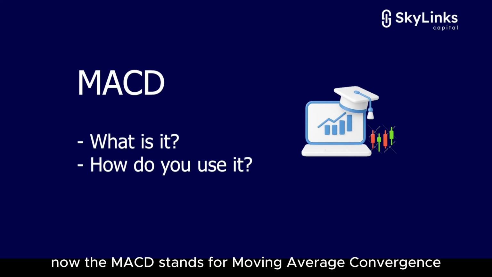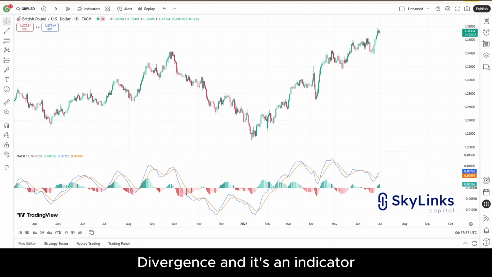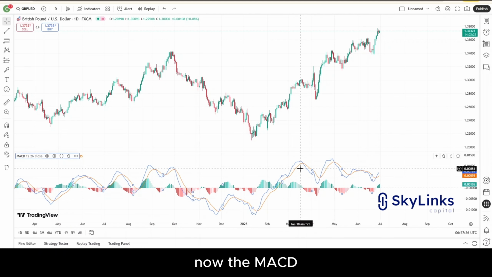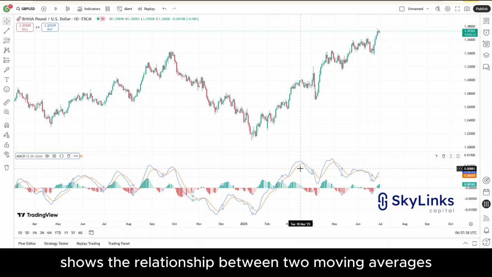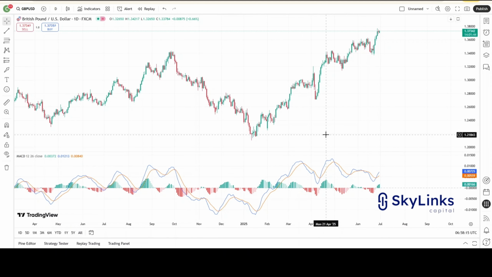Now the MACD stands for Moving Average Convergence Divergence, and it's an indicator that you put at the bottom of your chart. The MACD shows the relationship between two moving averages. This is what the MACD looks like. It's here at the bottom of our chart.